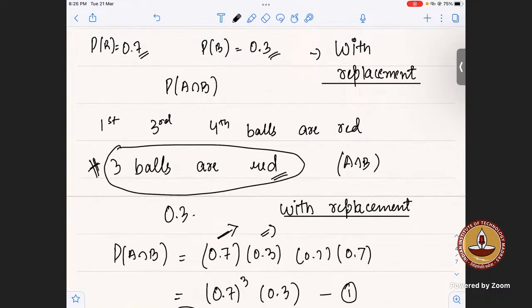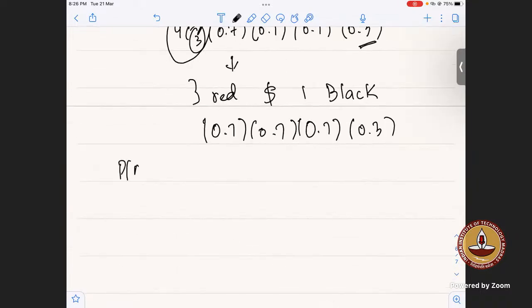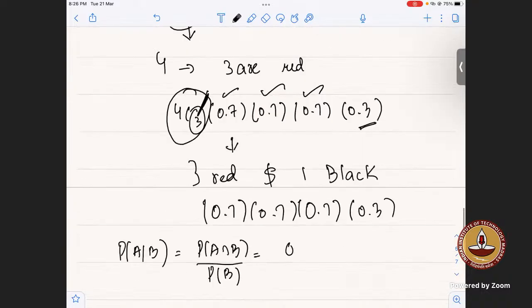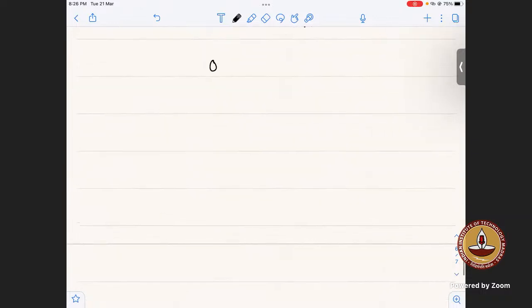Okay? Yes, sir. Okay. So just substituting it, the probability of A given B is the probability of A intersection B divided by the probability of B. What is the probability of A intersection B that we just found out? 0.7 raised to power 3 into 0.3. And this is 4C3 into 0.7 raised to power 3 into 0.3. This will go with this. 4C3 is basically 4, so 1 by 4, 0.25. That is the solution.